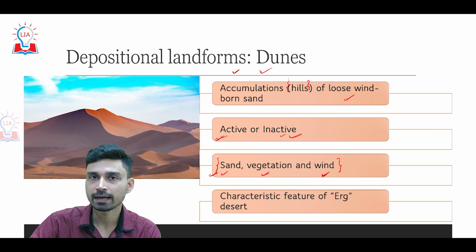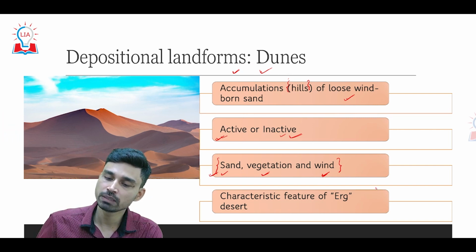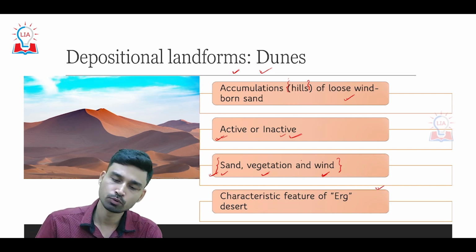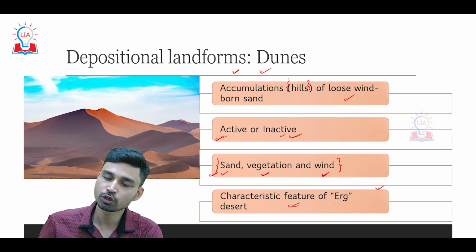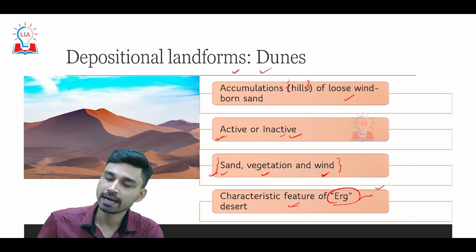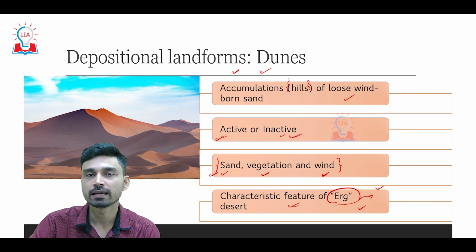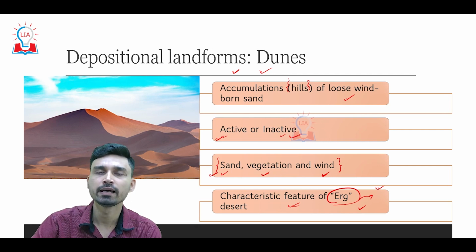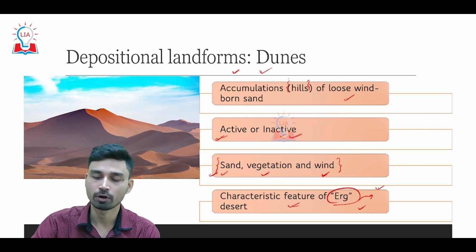In the last video we discussed three major types of desert: Erg desert, Reg desert, and Hamada desert. The dunes are a characteristic feature of the Erg, and Erg is an Arabic word which means sea of sand. So obviously the sand dunes will develop in the Erg desert, and it is a characteristic feature of deserts like the Sahara Desert, the Thar Desert in India, as well as the Mojave Desert in California.